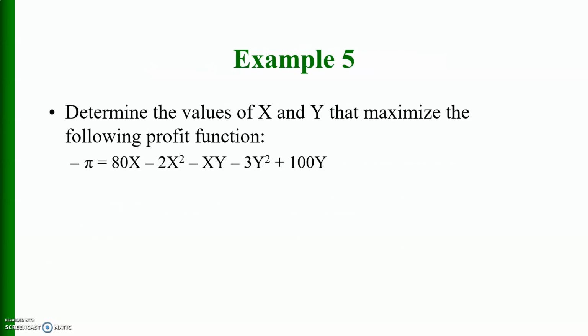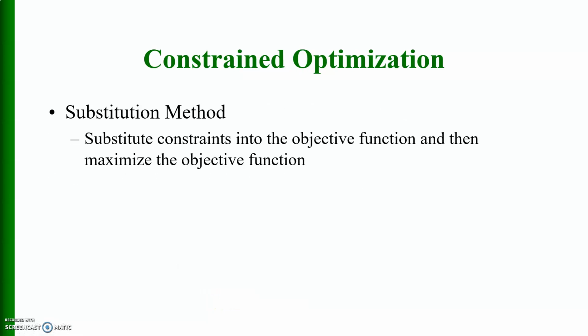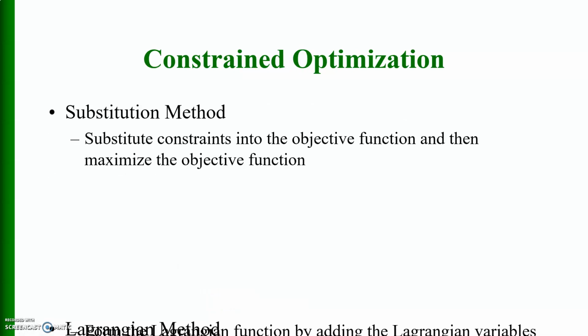Example number 5. Determine the value of x and y that maximizes the following profit. So solution is the first partial of profit, or pi with respect to x, is equal to this, and we equate that to 0. And then the partial derivative of pi with respect to y is equal to this, and we equate this to 0. And if we solve these two equations simultaneously, we get that x is equal to 16.52 and y is equal to 13.92. Then we have constraint optimization, and here are two methods.